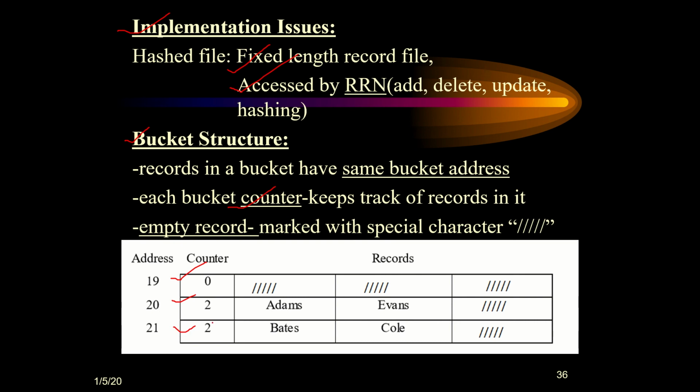So this is what the counter tells you: it keeps track of the number of records it holds. Now what is an empty record? How do we identify an empty record? Every empty record inside a bucket is filled with a special character, slash. Okay, 5 slashes. So this is a special character just filled inside the empty record, which helps us understand that that particular record is empty. So 2 things are used here: the counter is used as well as that special character for identifying the empty records.